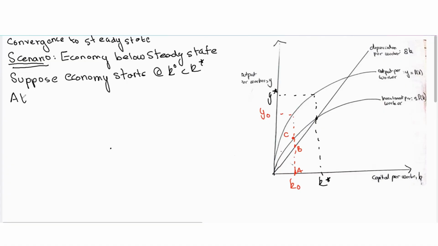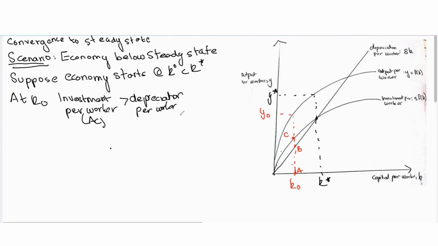Now at K naught, we will notice that investment per worker, the value read from the investment per worker curve, which is AC, is greater than depreciation per worker, which you can read from the depreciation line as EB. So investment per worker is greater than depreciation per worker. The depreciation line is below the investment curve at this point.